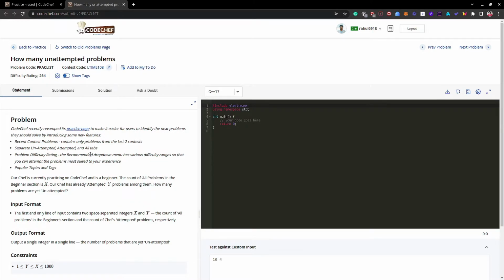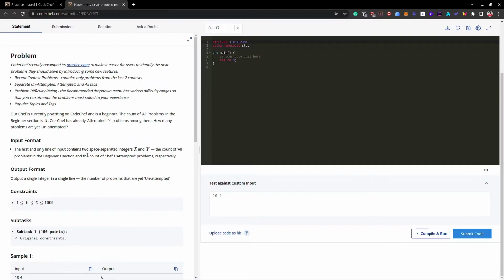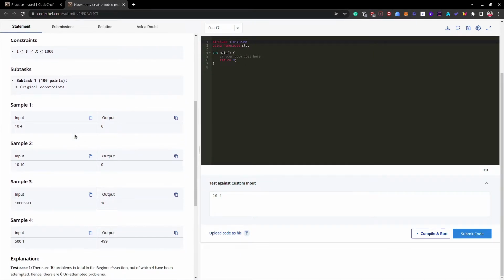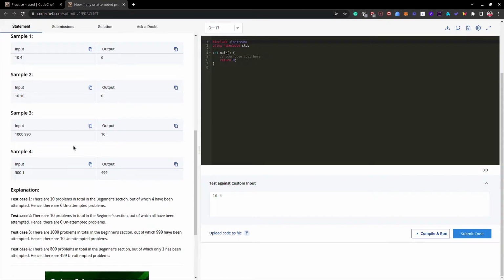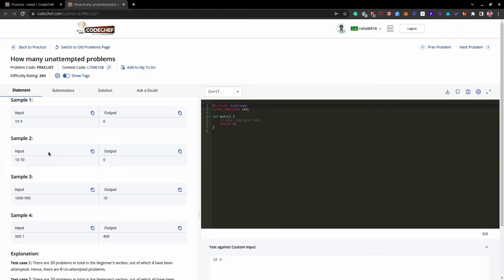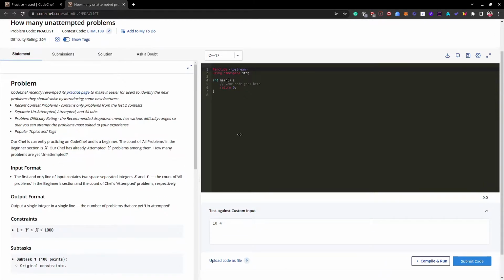So here is a problem: how many unattempted problems. Okay, so our chef is currently practicing on CodeChef and is a beginner. The count of all problems in the beginner section is X. Our chef will attempt 5 problems. So these are nothing but a subtraction. I have to subtract them to see how many problems are left. There are no test cases here.